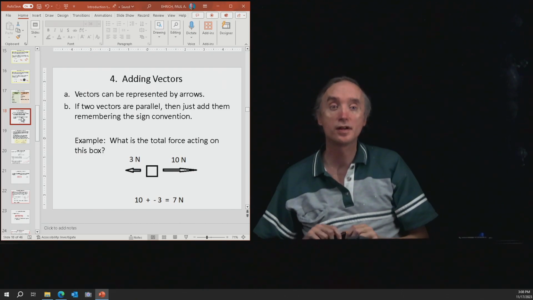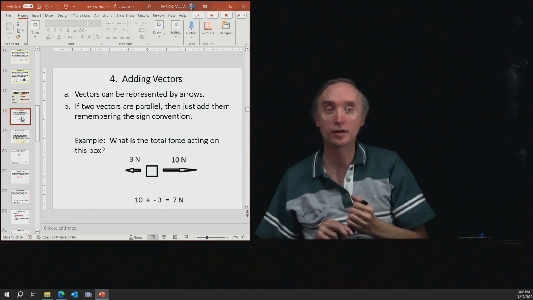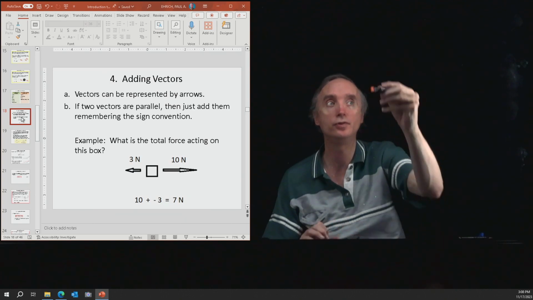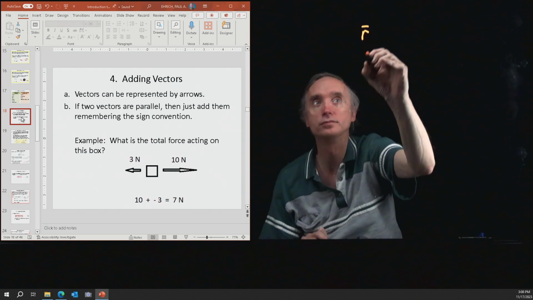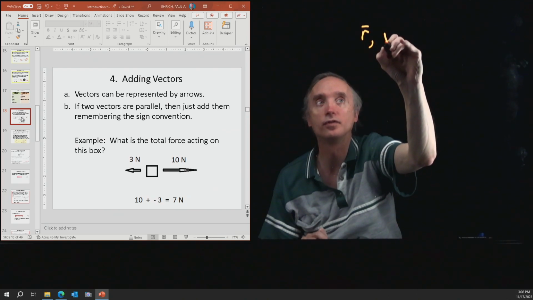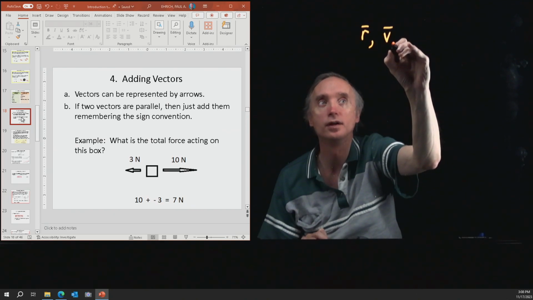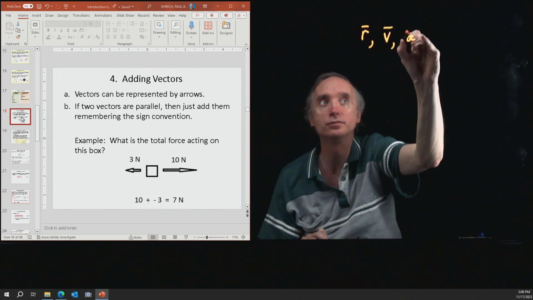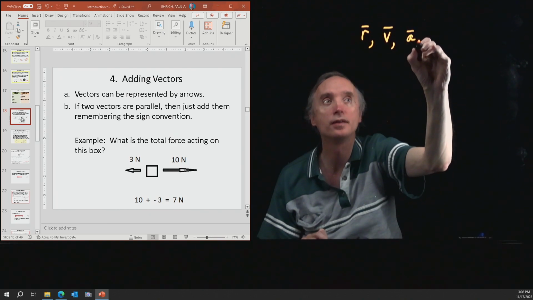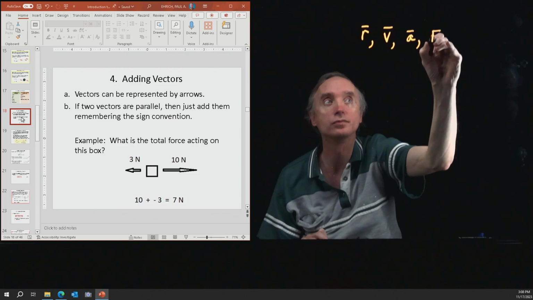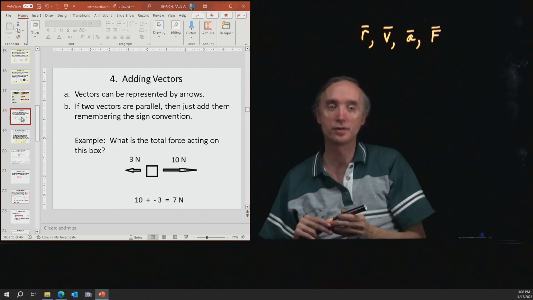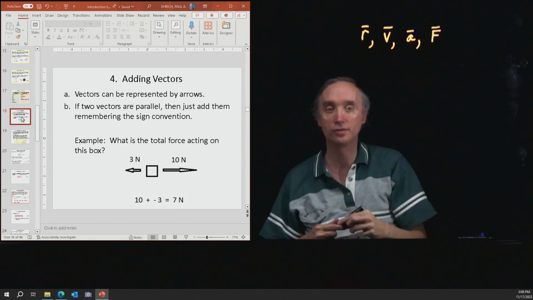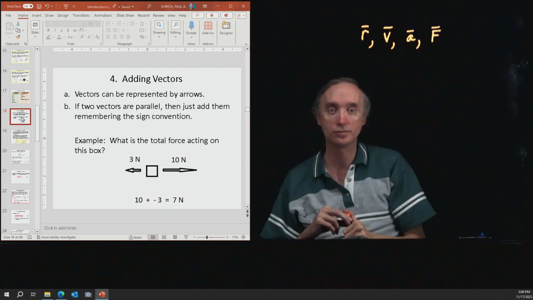Okay, in the previous segment we talked about what a vector is. As a review, we said that distance could be a vector, velocity was a vector, acceleration was a vector, and forces were a vector. And then also we said that different kinds of fields, like the magnetic field, the electric field, the gravitational field, were all examples of vectors.